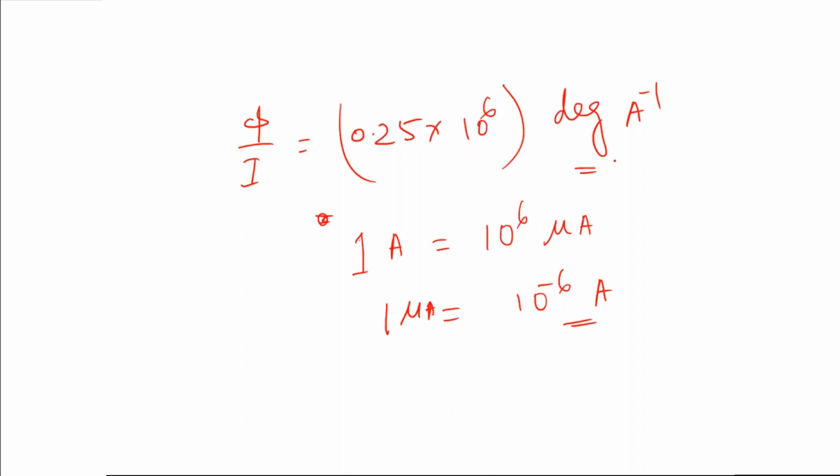So that's why this can be written as 0.25 microampere. I hope you agree with me and you have understood this. If not, please ask me. 10 to the 6 per ampere means 10 to the minus 6 ampere. That's what I want. So from there you can write this as degree per microampere. This is the answer.